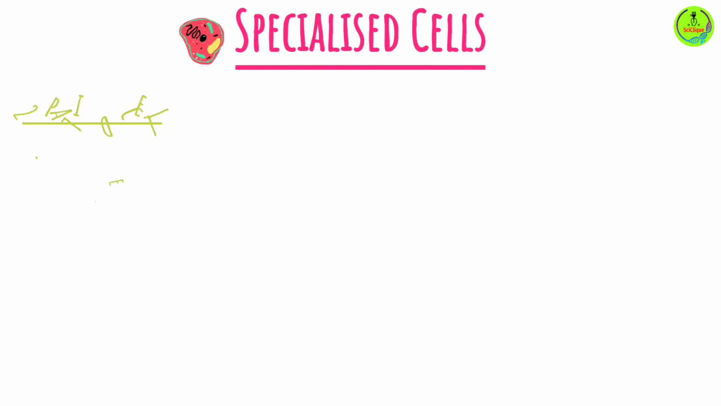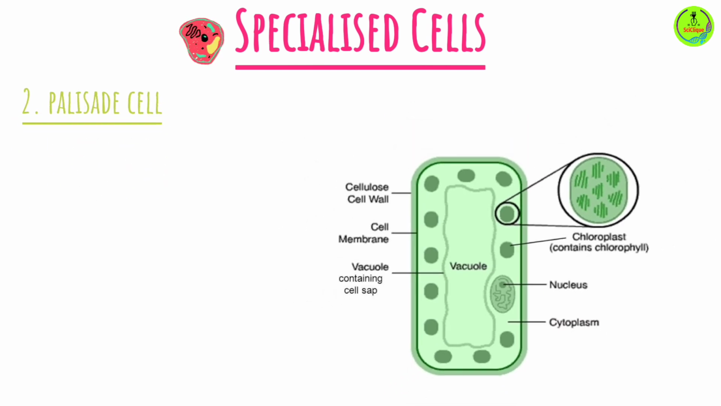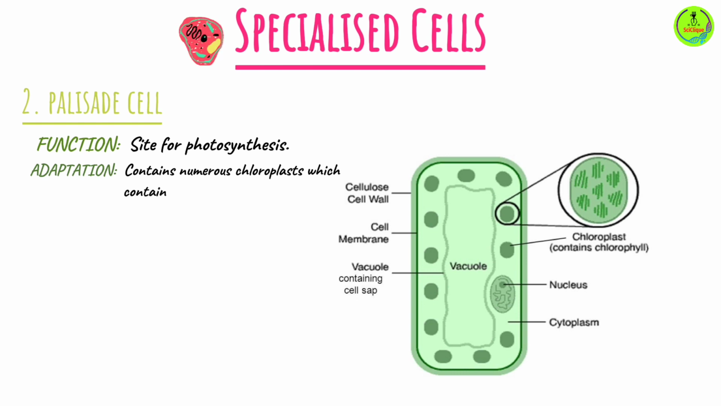Moving on to the palisade cell. Now, the palisade cell is a cell that carries out photosynthesis. It is the site of photosynthesis. So as you can imagine, because it carries out photosynthesis, it will require a lot of chloroplasts. Chloroplasts contain a green pigment known as chlorophyll. So the chlorophyll traps light to allow for photosynthesis to take place. So palisade cells have many chloroplasts to increase the surface area for trapping of light that is needed for photosynthesis.